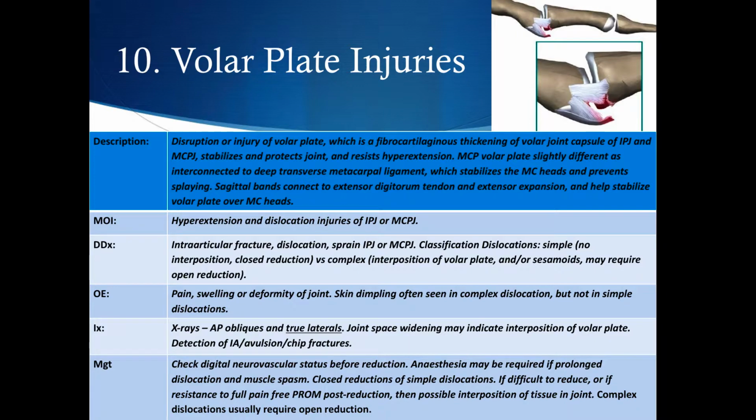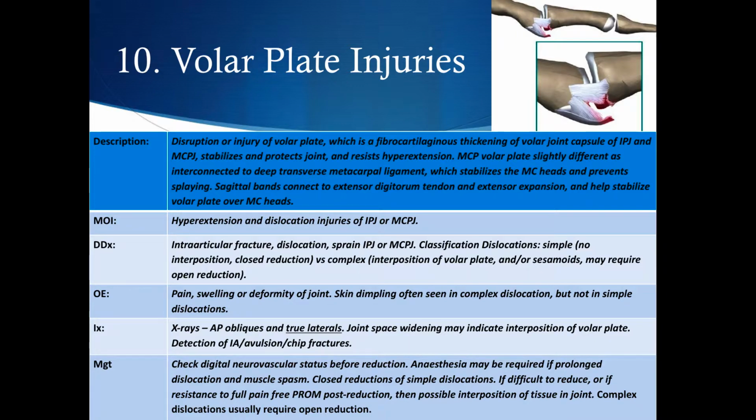Joint space widening may indicate interposition of volar plate in the joint. The management involves reduction of the dislocation. Prior to reduction, digital neurovascular status should be assessed. Sometimes anesthesia is required for prolonged dislocations and significant muscle spasm.